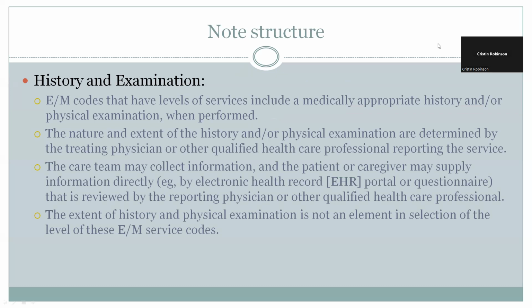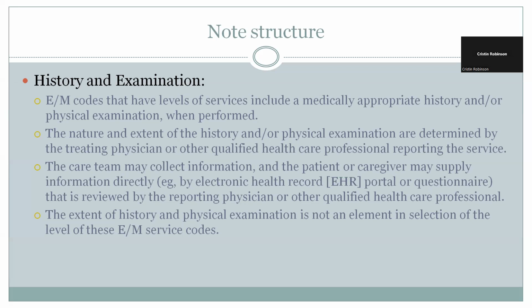So first we're going to go into note structure. We have the history and examination, and this is for evaluation and management codes that have levels of service, including a medically appropriate history and or physical examination when performed. Now, this does differ from previous guidelines, the 95-97. If you've been around a while in the coding world, you will know that we used to use a point system for evaluation and management services, and now you only have to review what the provider feels is medically appropriate for the history and exam.